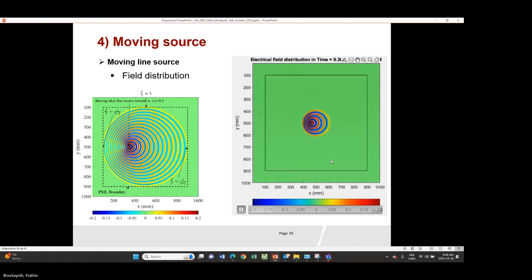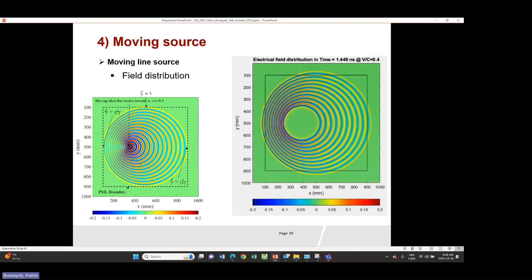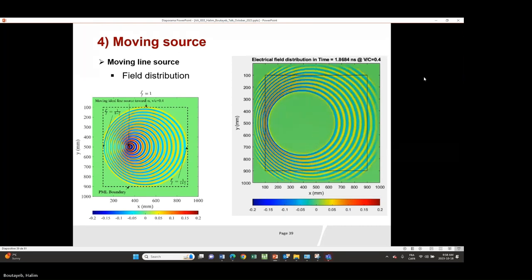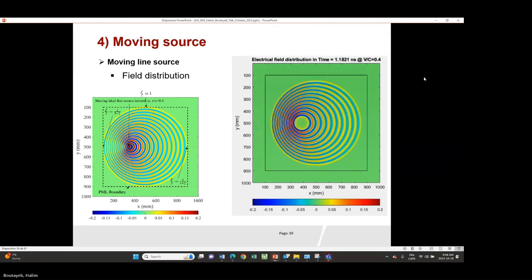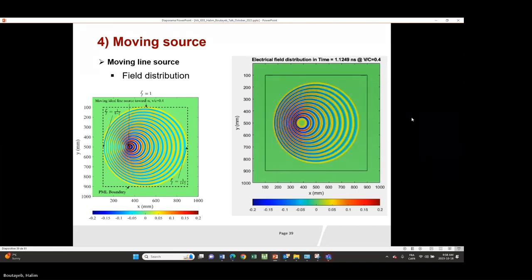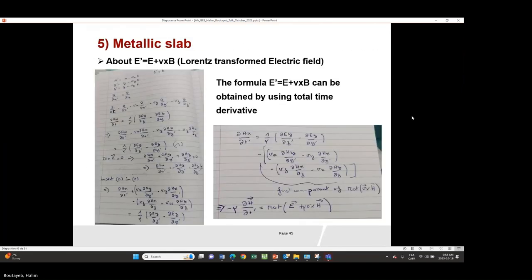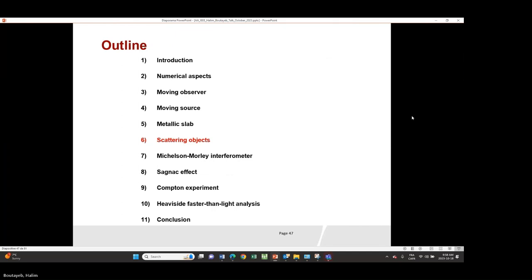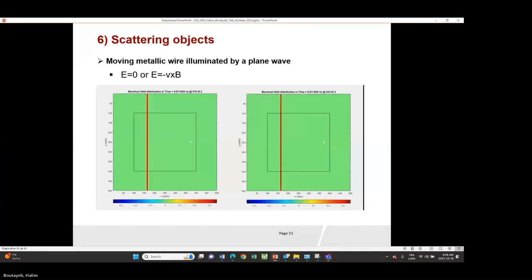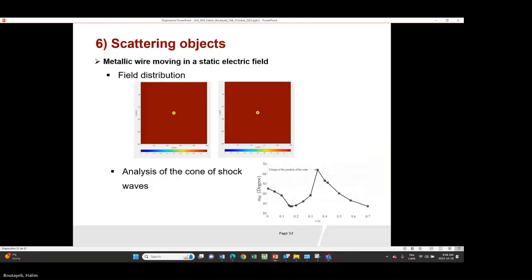Can you tell me what's next? Next question: in slide number 55, is the frequency of vibration of the plate in the same order of magnitude as the frequency of the source?